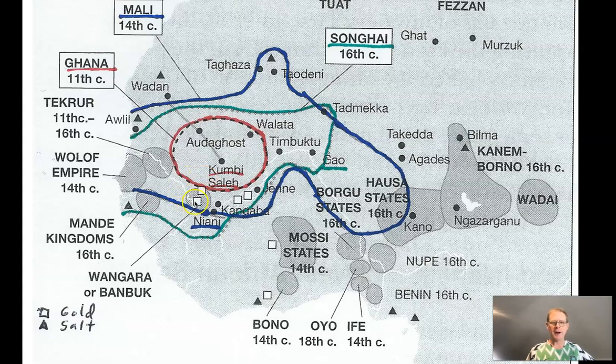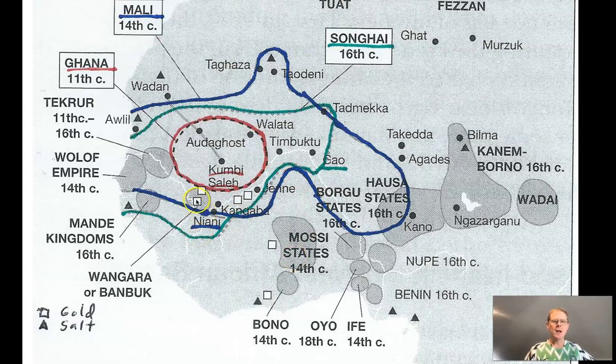Then those get worn out, and then they start mining over here. And then those are going to get worn out by about 1400. Then they're going to start mining over here. Okay, this is the second factor. Besides the environment I talked about, trade is going to change, and that's going to have an impact on Ghana and Mali. Why is that? Well, take a look at this.